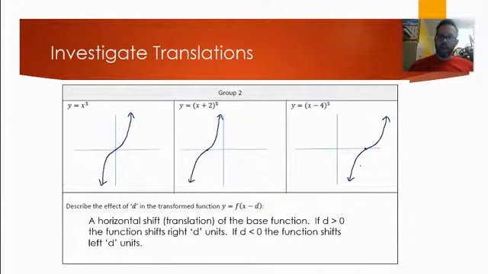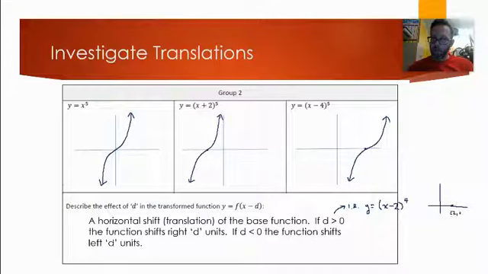Now, things are a bit flipped in this case. If d is positive, the function shifts right d units. So for example, we saw one earlier that was to the right, but let's say you were graphing x minus 2 to the power of 4, then that would be our basic quartic function, but shifted right, and it would start at 2, 0. So feel free to copy that onto your notes if you need to.